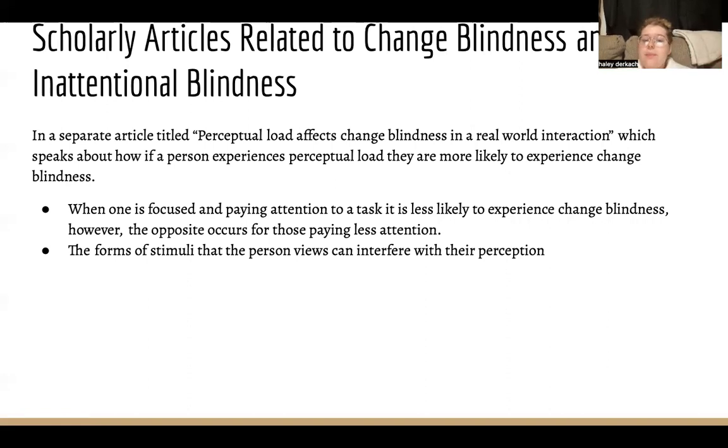The forms of stimuli that people can view also can interfere with your perception. So if you're looking at something that's really busy, has lots of colors, lots of things, there's more to pay attention to. So you're likely to experience less awareness of the little details, rather than if you're in a plain environment.